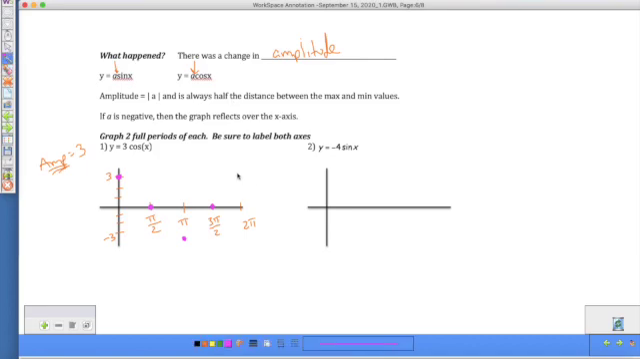Now, if you wanted to, I ran out of room to the right. So nothing says I can't graph a period to the left, because you can have negative angles. So I'll do that. I'll go negative pi over 2, negative pi, negative 3 pi over 2, negative 2 pi. Now what's going to happen when I graph back to the left? I'll do that part in green.